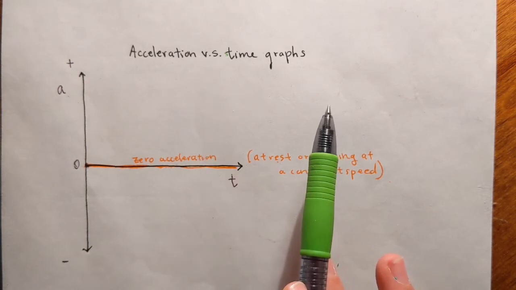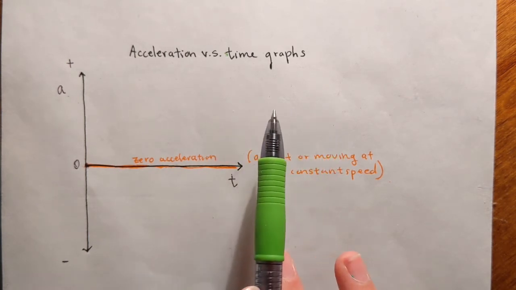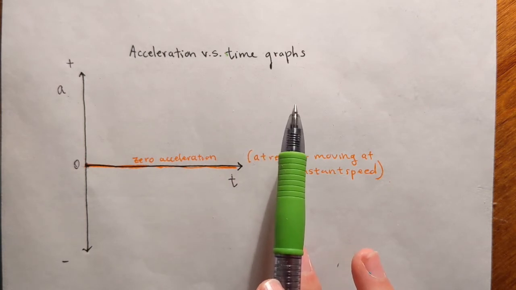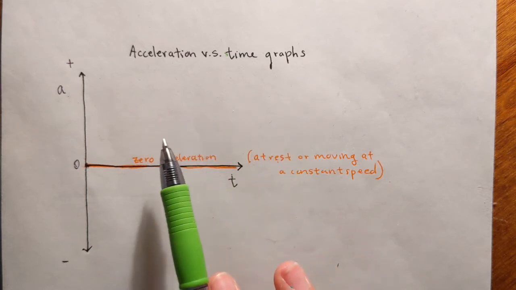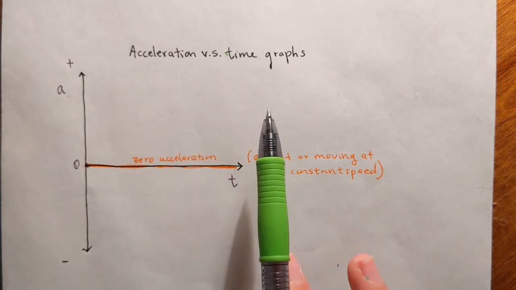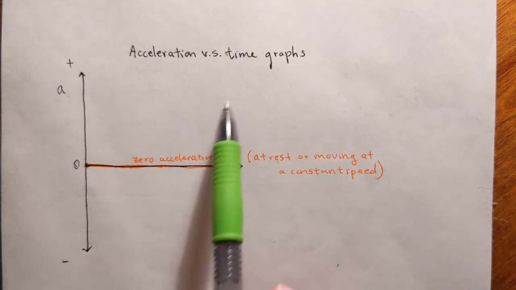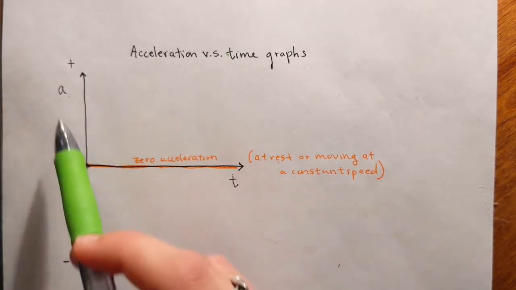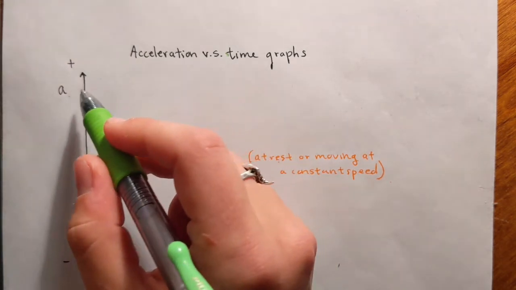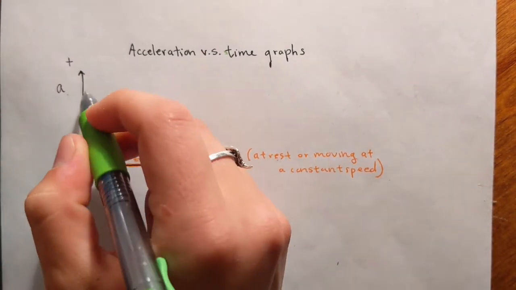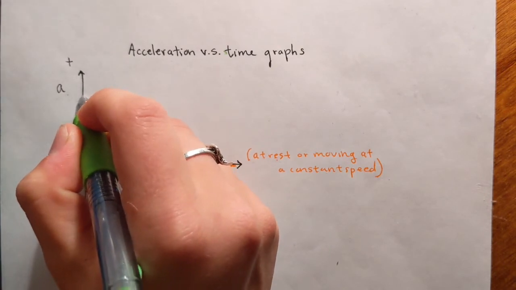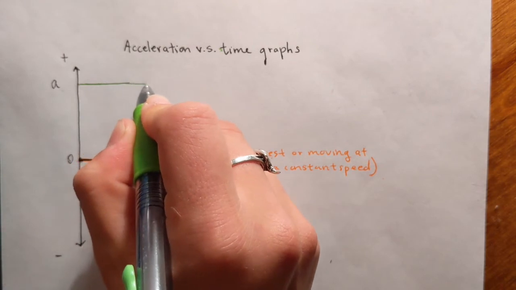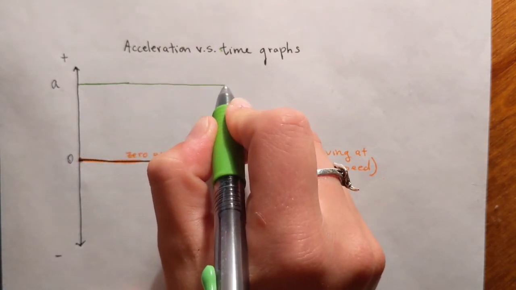Now the second thing that we have to look at: are they speeding up or slowing down? The person is speeding up. If the person is speeding up and they are moving in the positive direction, that means that we have a positive acceleration. So we're going to be on the top half of the graph, which represents positive acceleration, and I'm going to start somewhere here. And as time passes, the acceleration is constant, so our graph is going to look like this.